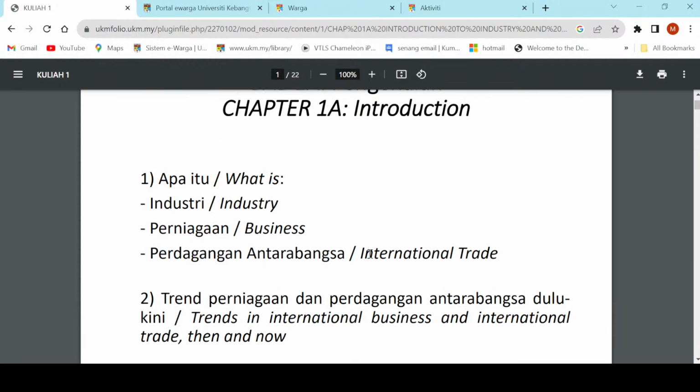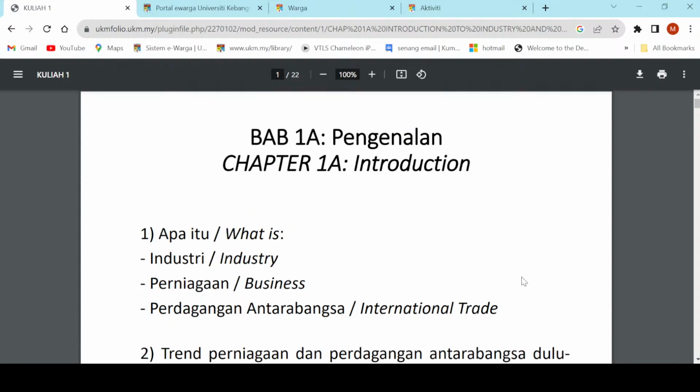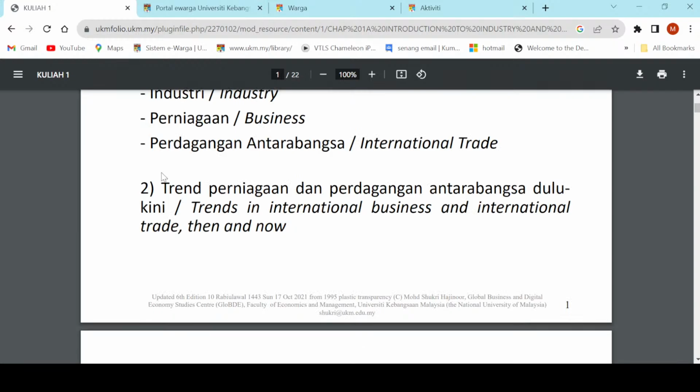Let me repeat. International trade is under the bigger umbrella of international business, because anything that crosses the border, whether investment, whether trade, is considered international business, crossing the international border. So international trade is under the bigger umbrella, international business. So number one, the whole thing today, not yet started. This is number two, we're not yet at number one.